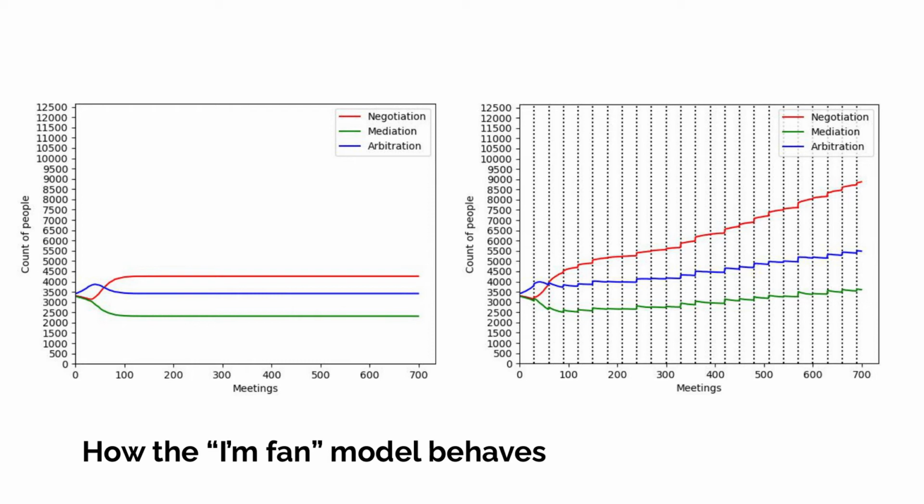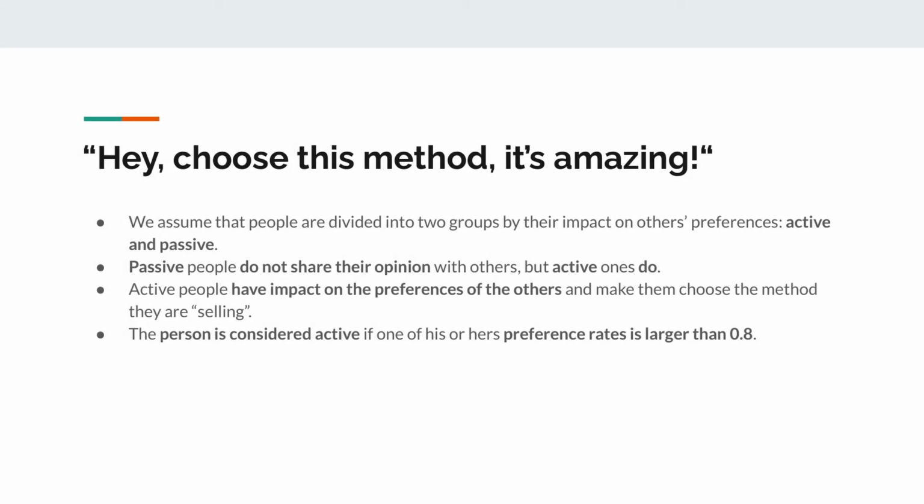The same things can be said about the plot with newcomers. While the number of negotiation followers took off to the skies in the basic model case, here we see that all of the numbers grow at nearly the same speed. In real life, people always communicate with each other, and some of them even try to spread their opinion to others. It means we can add two additional groups to our model based on their level of impact on others: active and passive. Passive people do not share their opinion with others, but active ones do, and so they try to persuade other people that their preferred method is cooler, better, and so on.